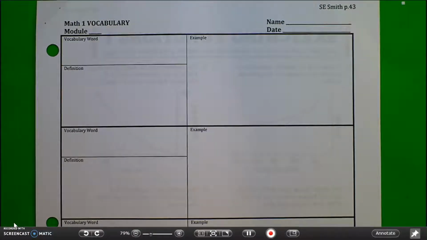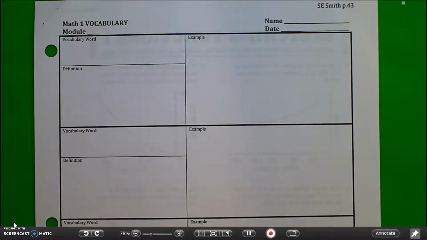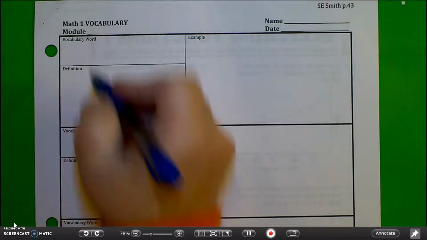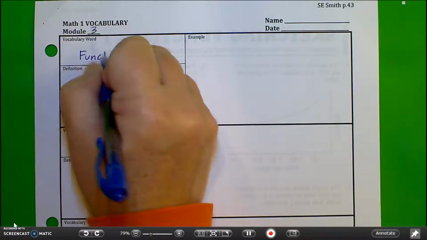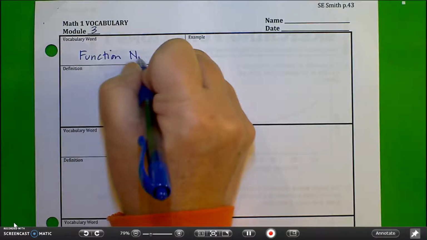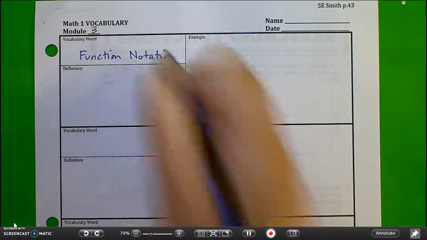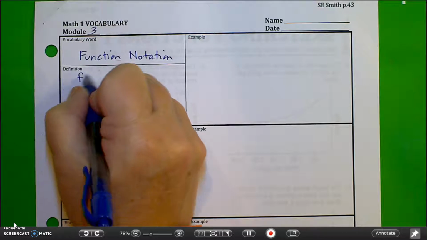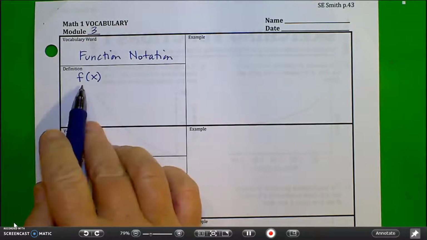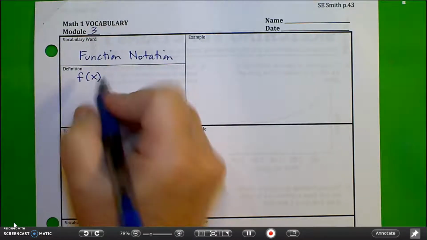Okay, on page 43 of your packet, I want to go over a few vocabulary words for this Module 3. First word we're going to have is function notation. It's important that you know how to read function notation and you understand what it means. So basically, let's start with this function notation f of x.